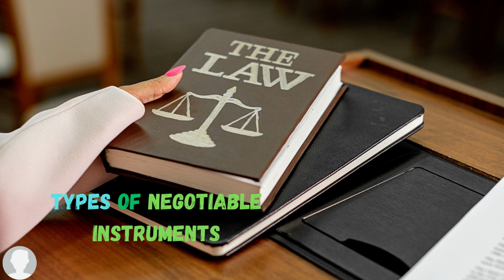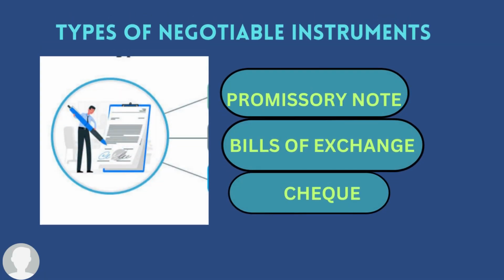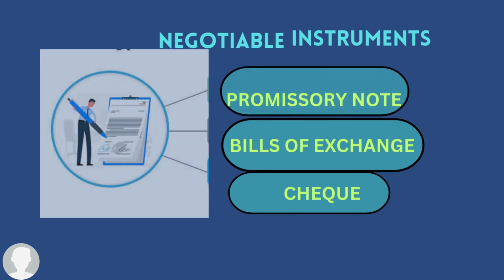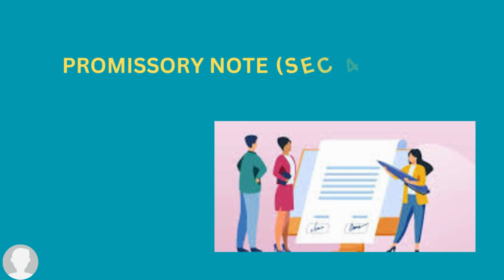Today my topic is about types of negotiable instruments. Types of negotiable instruments: promissory note, bill of exchange, check. Promissory note, Section 4.